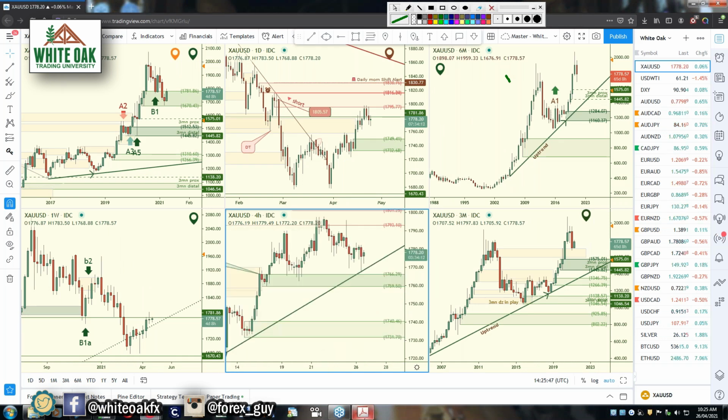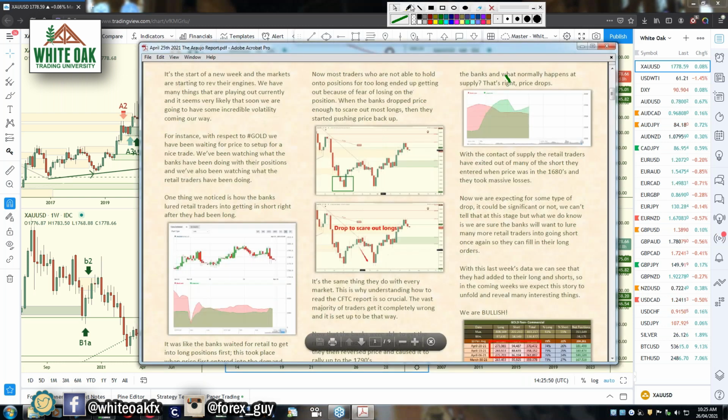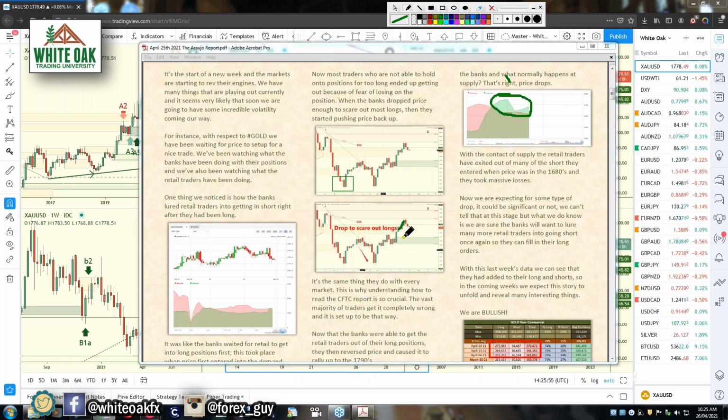So they started getting in long now as price was already moving up. So instead of holding their long positions from here and adding them here and then taking profits up here, they're doing the opposite. They were in short as price was rallying up. Then they thought, okay, since it's up here, let's start going long. So that leads me to suspect that they're probably going to drop it here so that they can get out of their longs and get in shorts, and then they'll reverse it and push it up again.